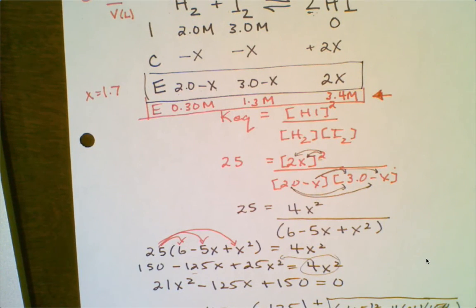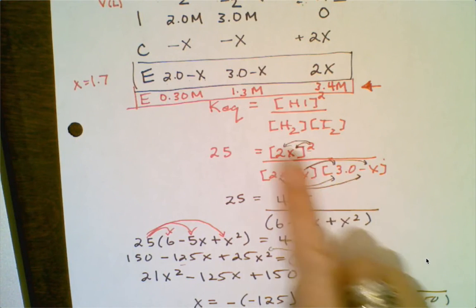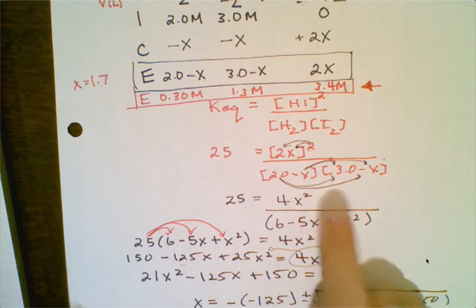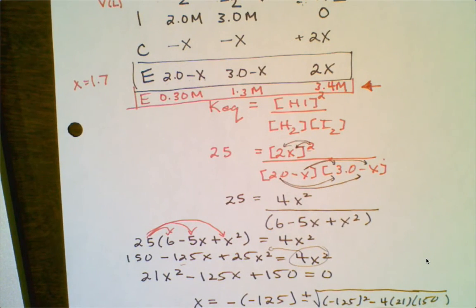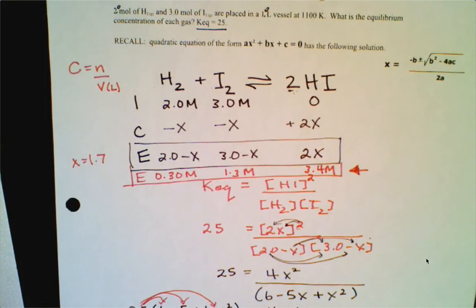You could not use the perfect square method in this case because you did not have something squared on the top or the bottom. So when you run into a circumstance like that, you must use the quadratic formula in order to solve this type of question.